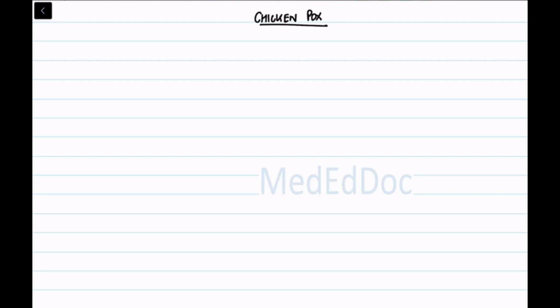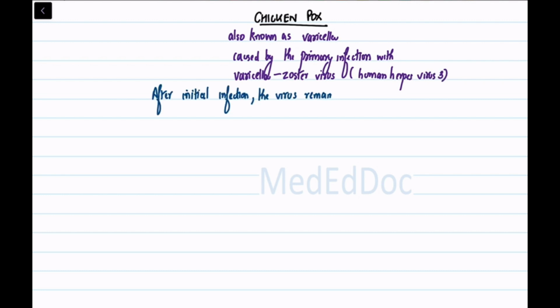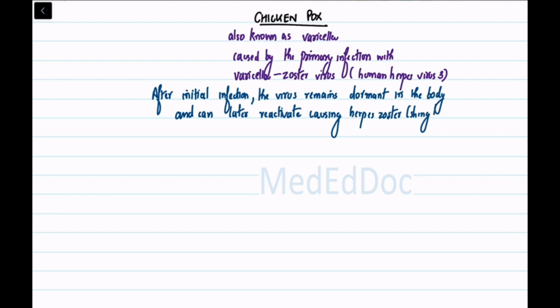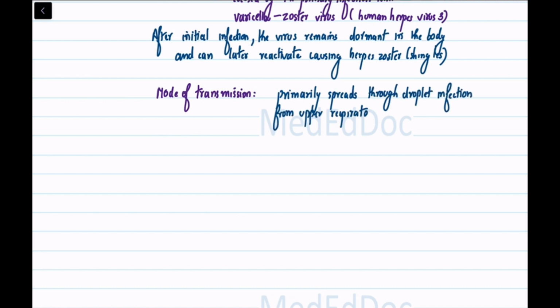Chickenpox, also known as varicella, is caused by the primary infection with the varicella zoster virus, also known as human herpes virus 3. After the initial infection, the virus remains dormant in the body and can later reactivate, causing herpes zoster, shingles. Mode of transmission. The virus primarily spreads through droplet infection from the upper respiratory tract or contact with the discharge from ruptured skin lesions.